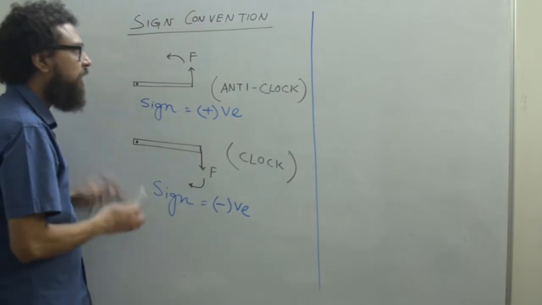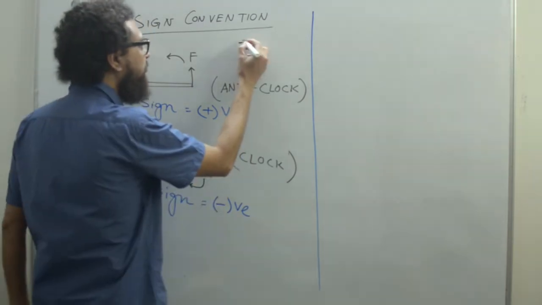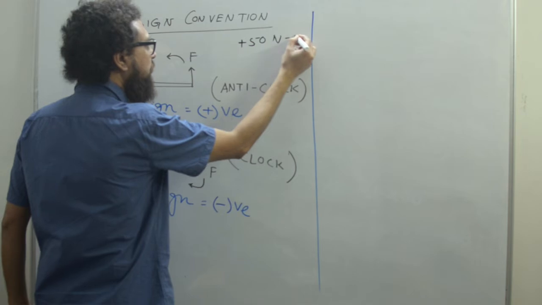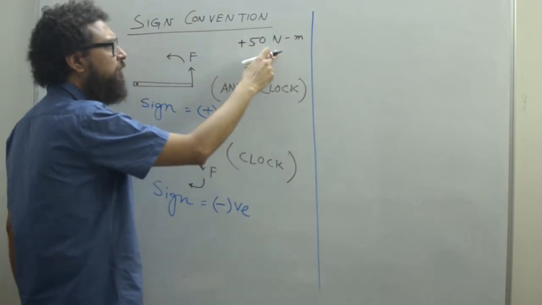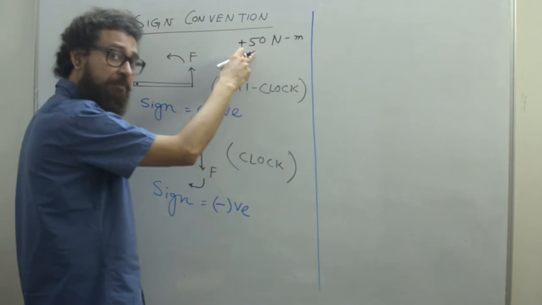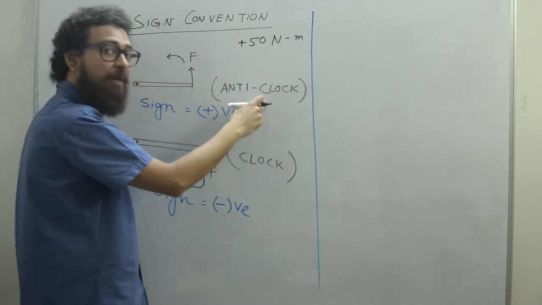Suppose I tell you there is a moment which is 50 Newton meter. From the positive sign you can understand that the magnitude of the turning effect is 50 Newton meter and the direction is anti-clockwise.